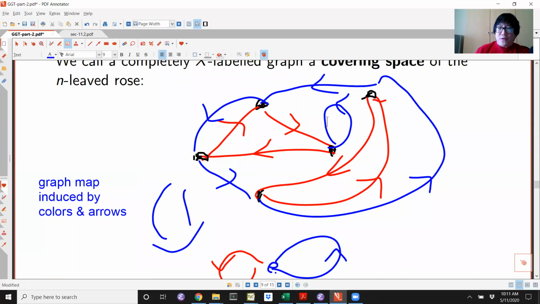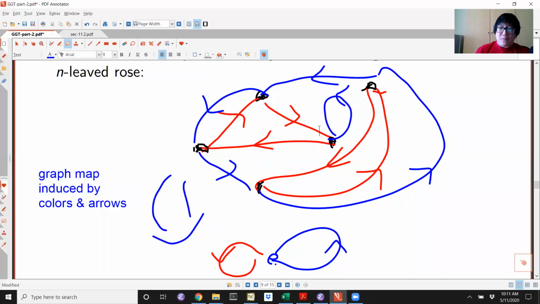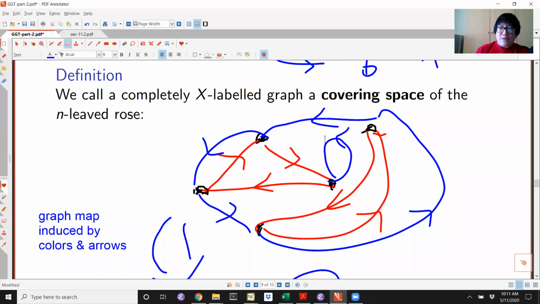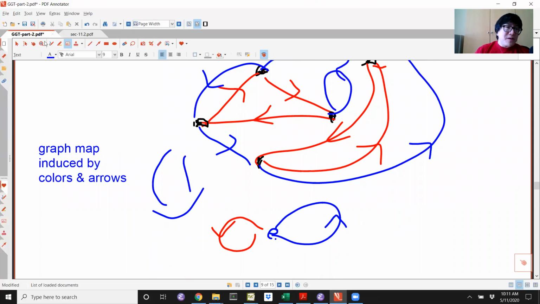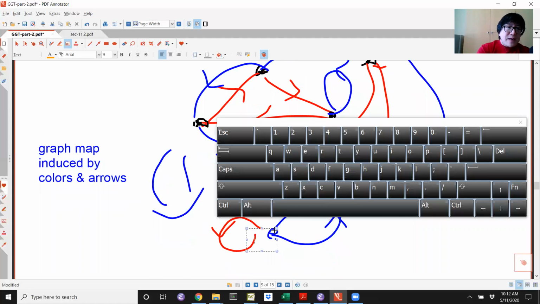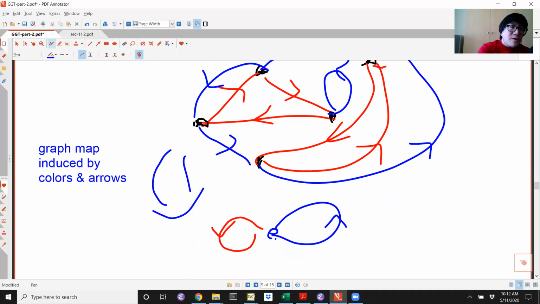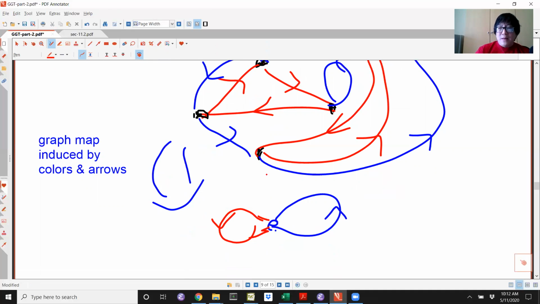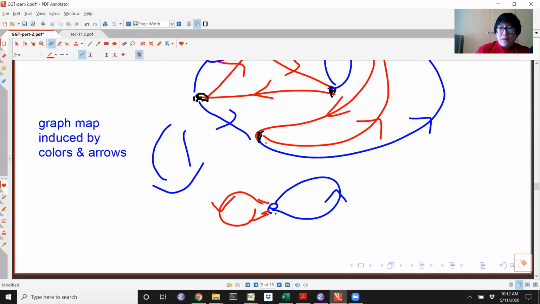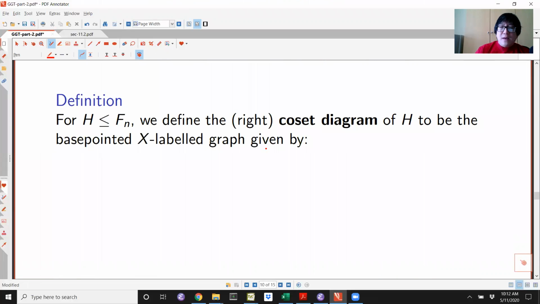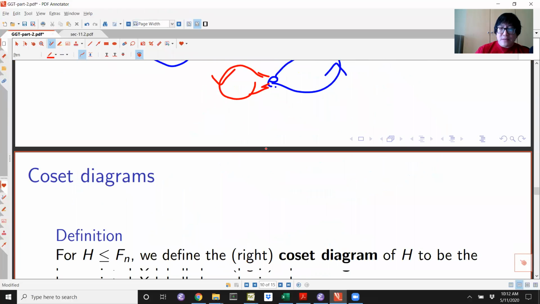So all the vertices up here go to the single vertex down here, and all the arrows go to the directed edges in the same direction. If we have a covering space, we get a map, and it's usually that kind of map. If you do algebraic topology, that's what's called a covering map. And so a covering space is something that does that. All right, so coset diagrams. So that's what a covering space is.